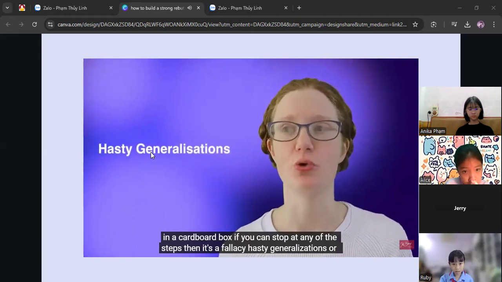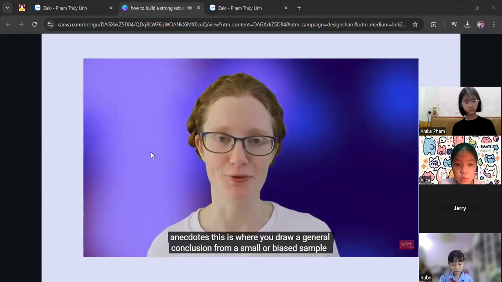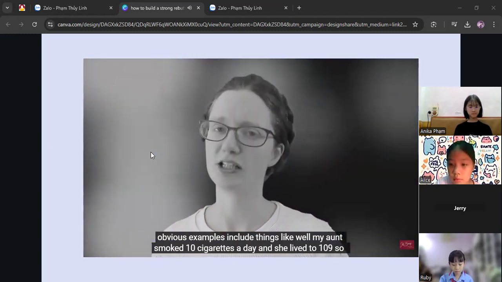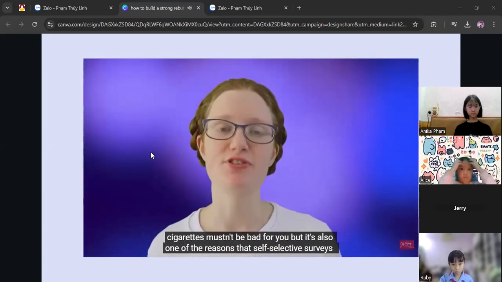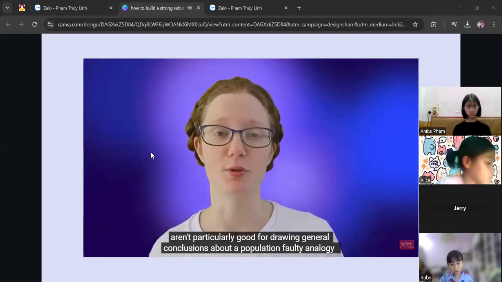Hasty generalizations, or anecdotes. This is where you draw a general conclusion from a small or biased sample. Obvious examples include things like, well, my aunt smoked 10 cigarettes a day and she lived to 109, so cigarettes mustn't be bad for you. But it's also one of the reasons that self-selective surveys aren't particularly good for drawing general conclusions about a population.